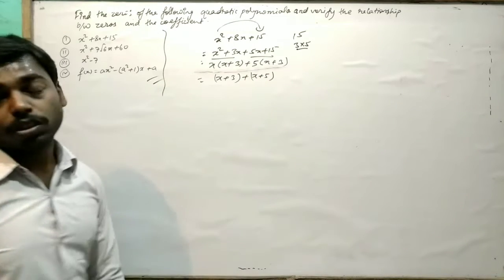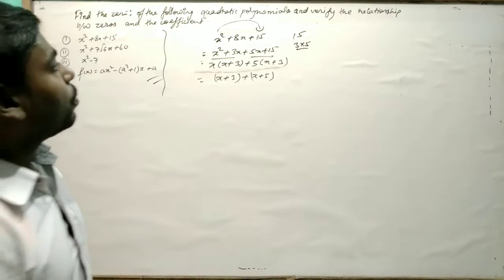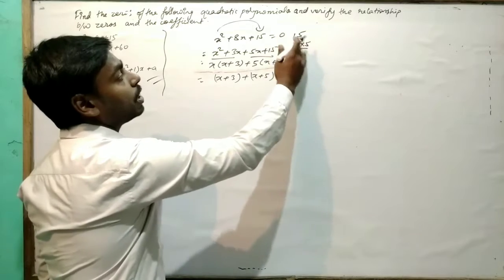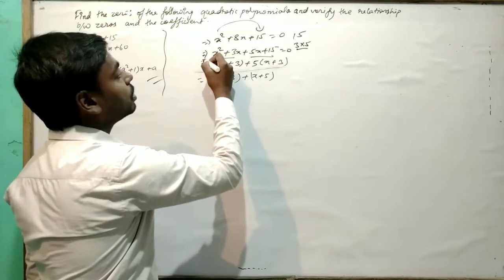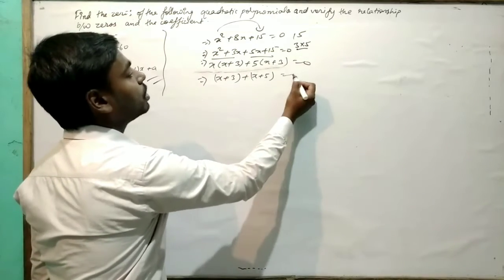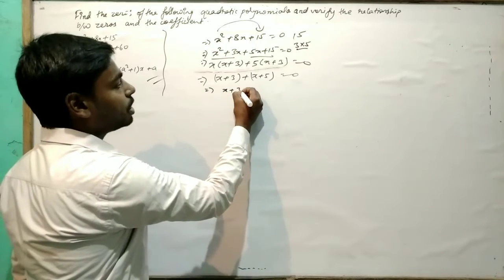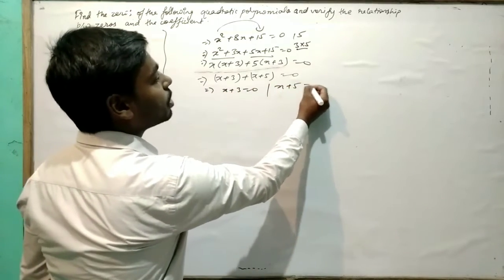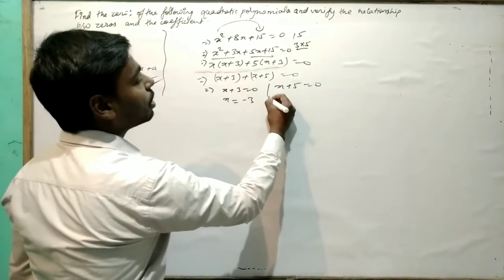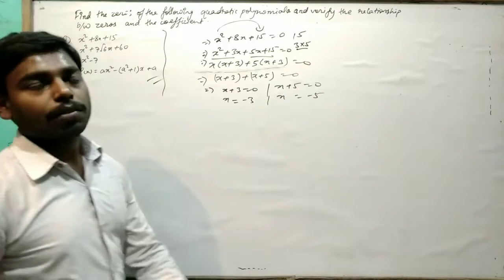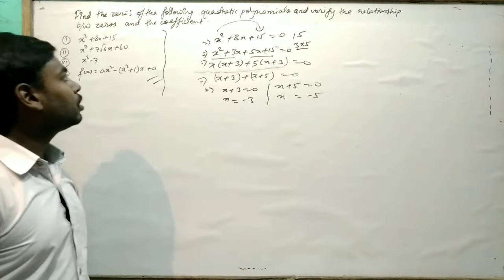We have to find zeros, so it will be equal to 0. Okay, now we have two zeros: x plus 3 is equal to 0 and x plus 5 is equal to 0. Then x is equal to minus 3 and x is equal to minus 5. Now we have to verify the relationship between zeros and their coefficients.